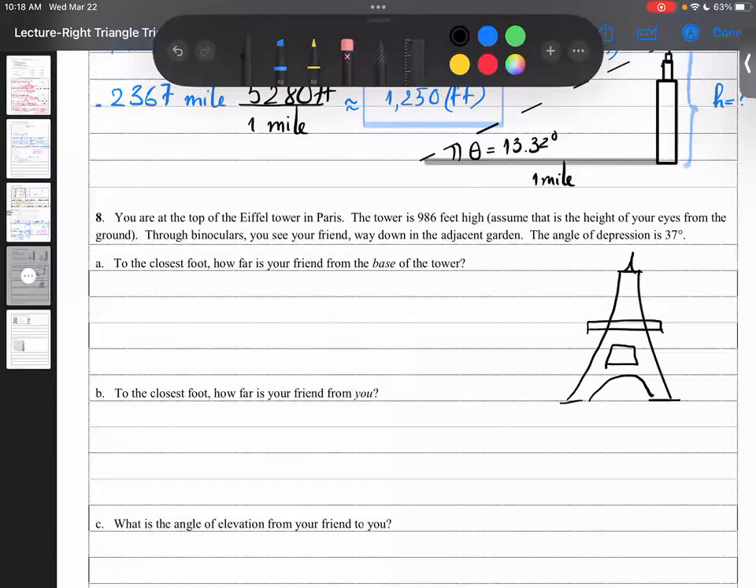By the way, you don't have to draw the tower, of course, not part of your grade. The height is 986 feet. Assume that this is the height of your eye from the ground, right? So somebody from the ground, that's you. Now I can construct a right triangle like that, right?